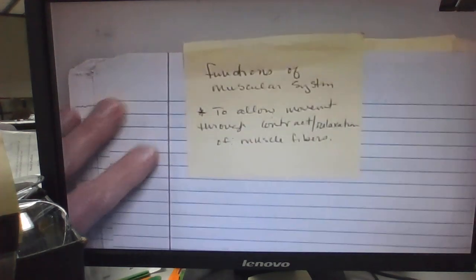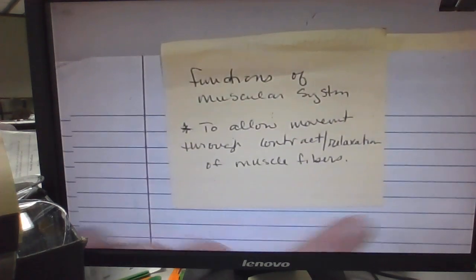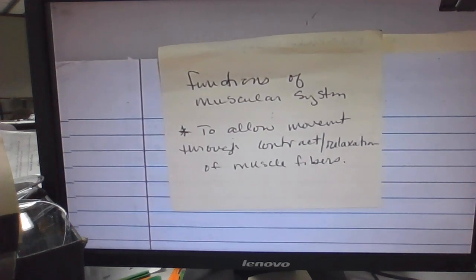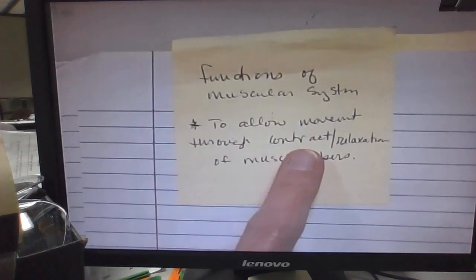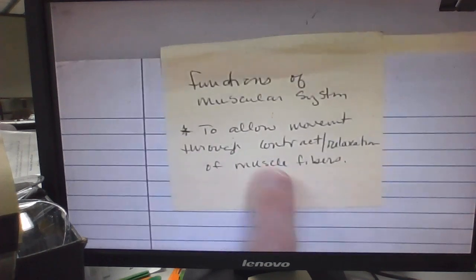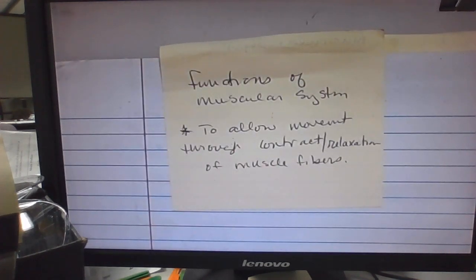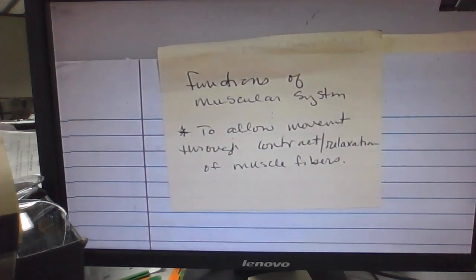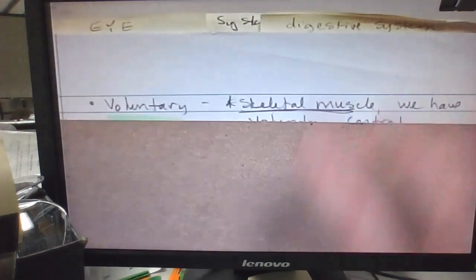On the back of the post-it, I give myself the functions of the muscular system. The function of the muscular system, very simply, is to allow movement through contraction and relaxation of muscle fibers. That's basically what muscle fibers do, they contract and relax. And that contraction and relaxation allows for movement, no matter what type of muscle we're talking about.